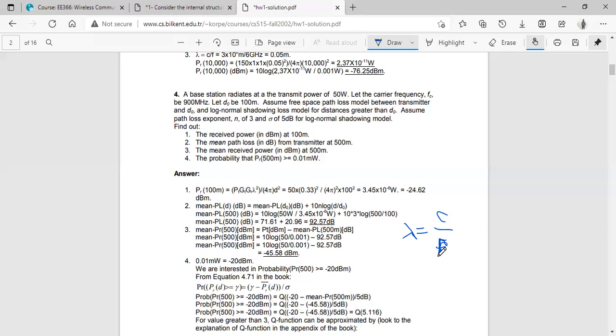So in this particular case, the speed of light is equivalent to 3 times 10 to the power of 8 meters per second, divided by the frequency, which is 900 megahertz. Doing that, you'll get lambda equivalent to 0.33. So substituting that value into this particular equation.